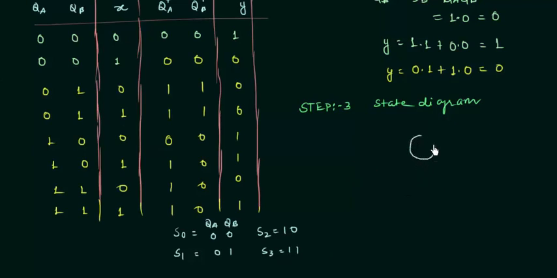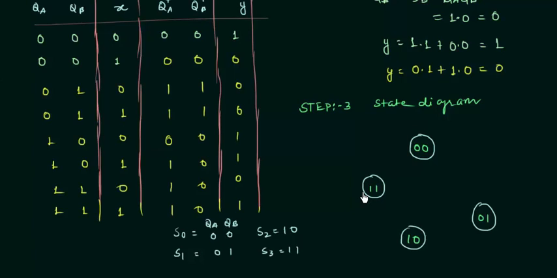I will make 4 circles for this. Okay, let me make it a little bit bigger, and this is our fourth circle. And this first will represent my state S0 as 0 0, this will represent S1, so 0 1. This will represent S2, so 1 0, and this will be S3, so 1 1.